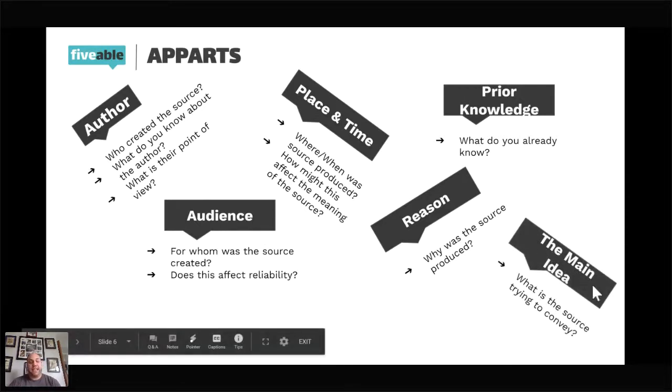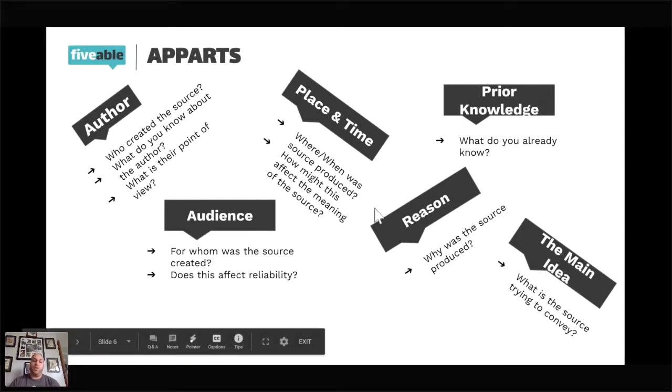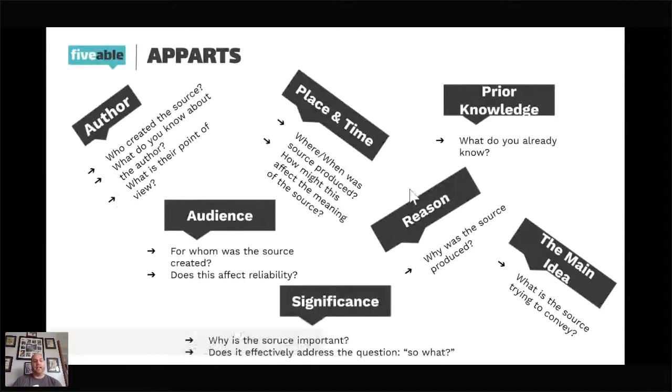You have T, the main idea, which is what is the source trying to convey? This kind of goes along with reason and audience. Basically, this is your summary. The main idea is the summary of the source. And then you have the significance, which is the so what, as I like to call it.